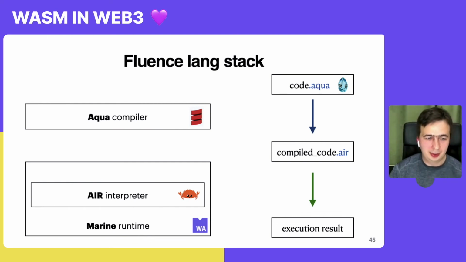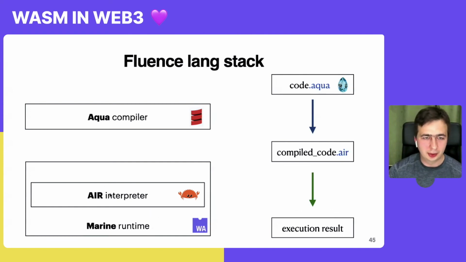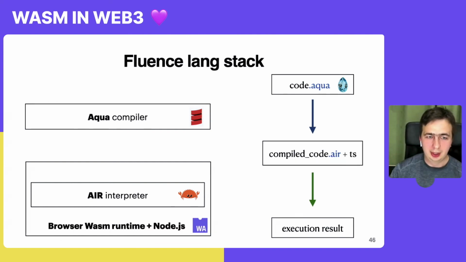But for the user, there are a bunch of tools that allow you to automate all of this. Again, here this interpreter is loaded into Marine. And the Marine runtime is allowed to launch only on nodes, not in the browser. But also this interpreter, exactly the same, works in the browser with the browser runtime, and it can also be loaded into Node.js, exactly in the same way.